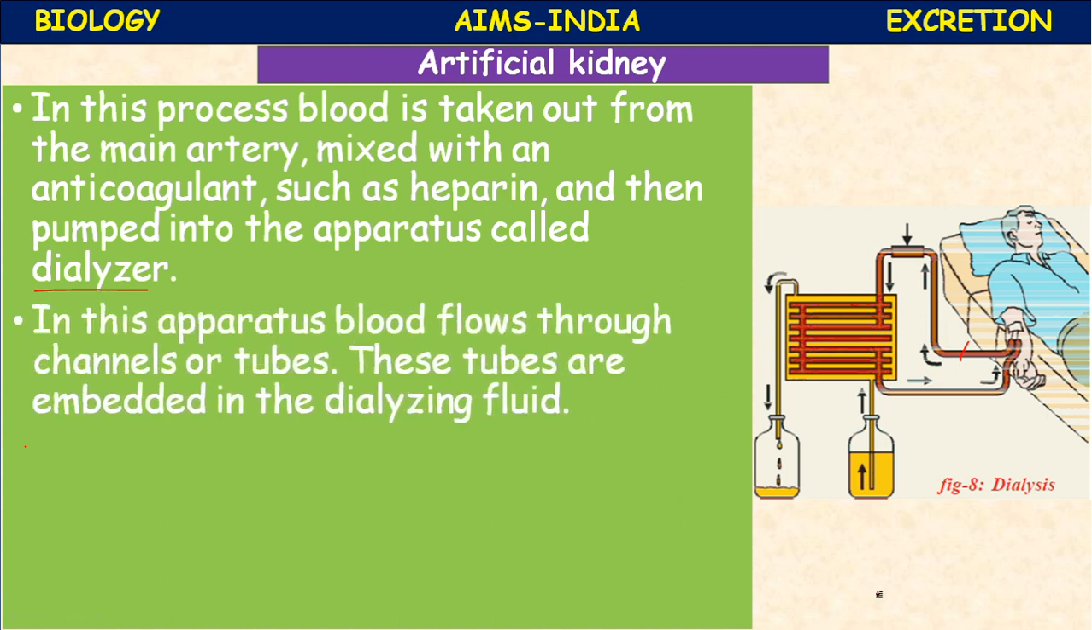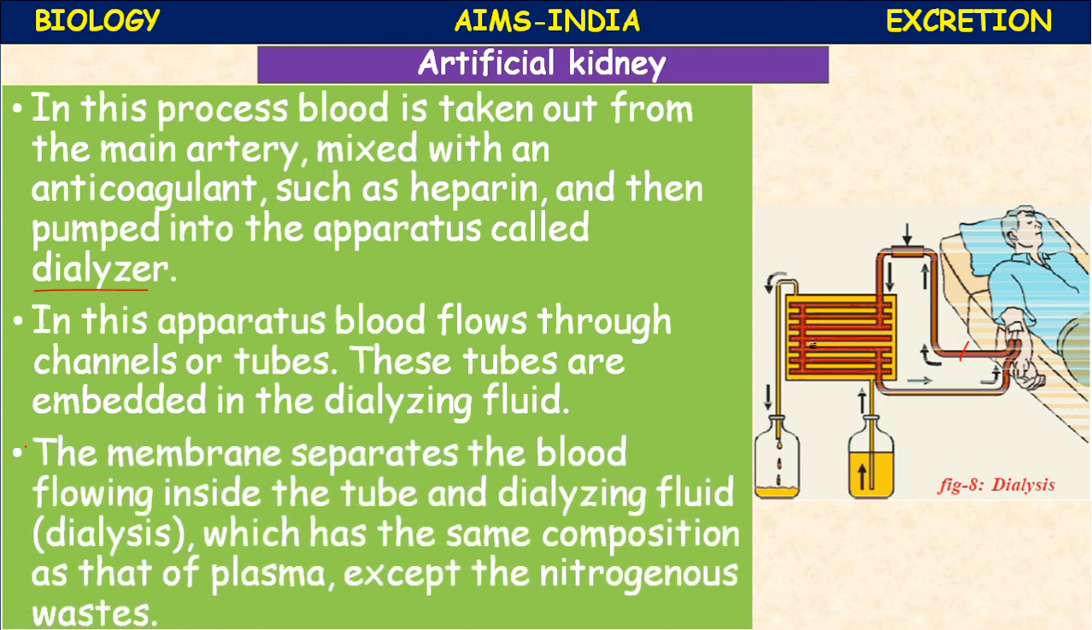In this apparatus, the blood flows through channels or tubes. Here you can see, these tubes are embedded in a dialyzing fluid. This yellow color one is the dialyzing fluid. These tubes are embedded in the dialyzing fluid.